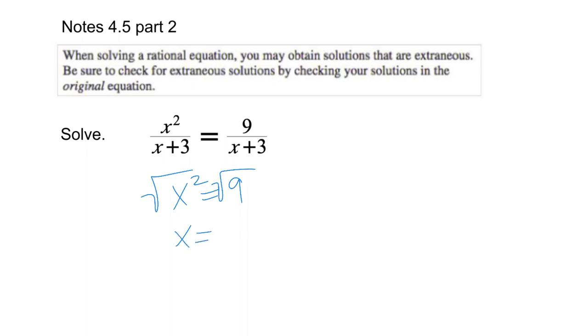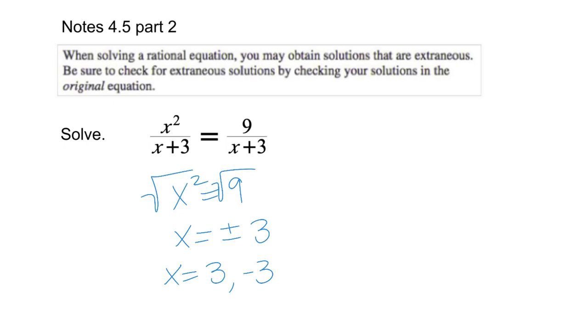Now this is a very, very big thing that a lot of you, I'm sure, have forgotten, but I'm going to remind you because I'm that nice. Whenever you take the square root on both sides of that equals, you have to add plus or minus. And when I do the square root of 9, I get 3. So I really have the answer of positive 3 and negative 3.